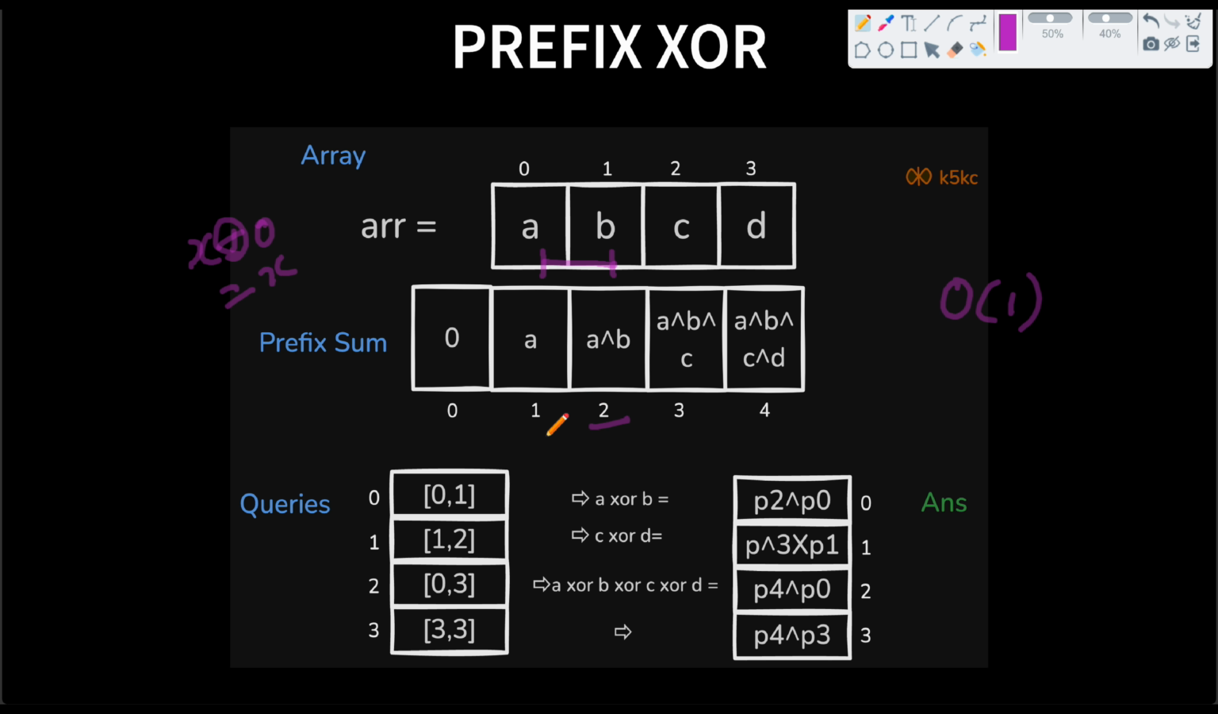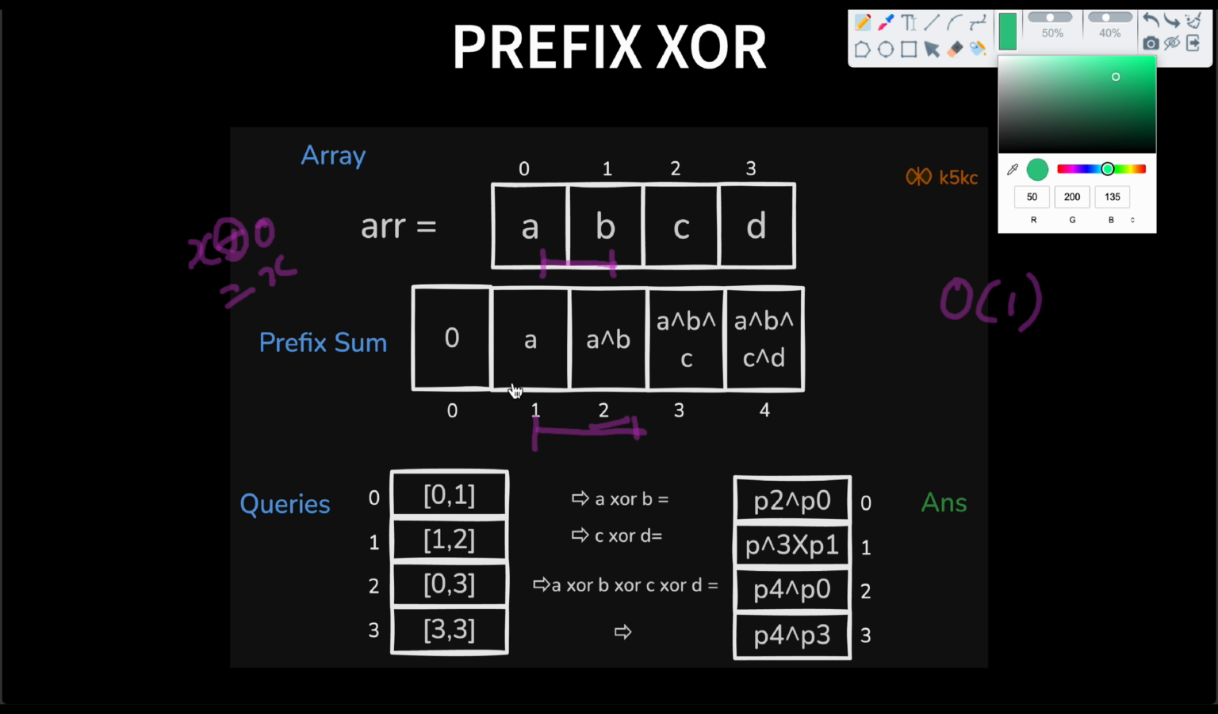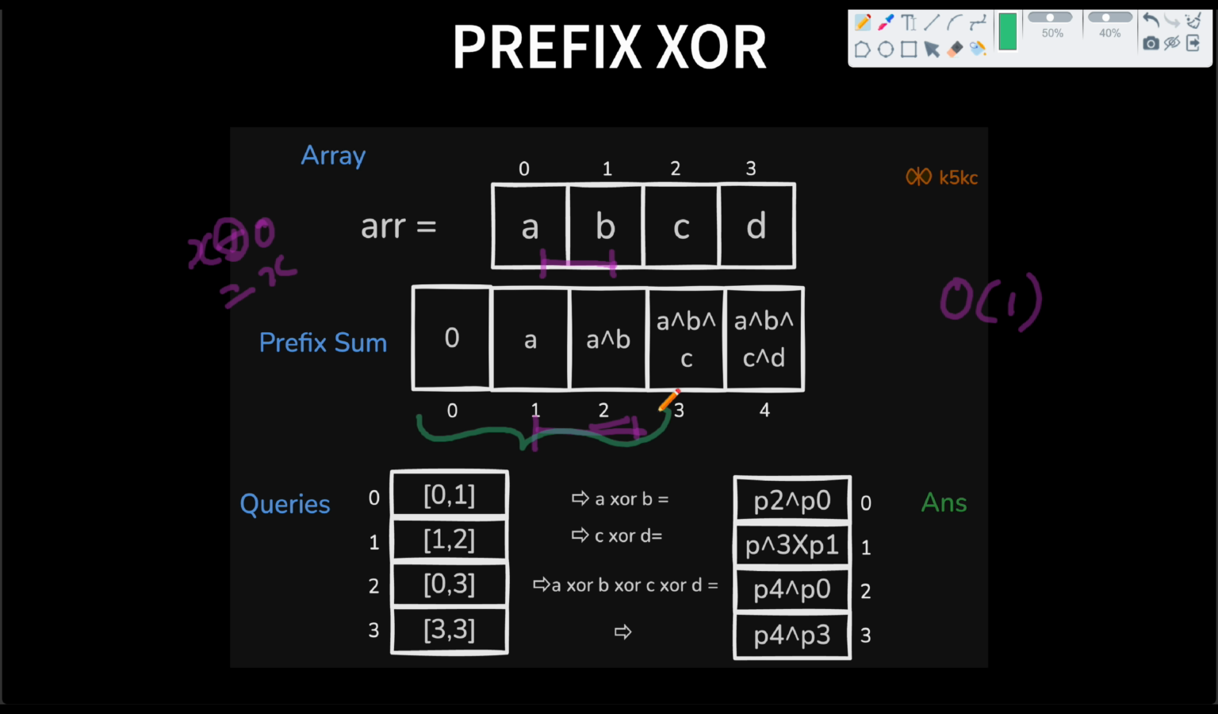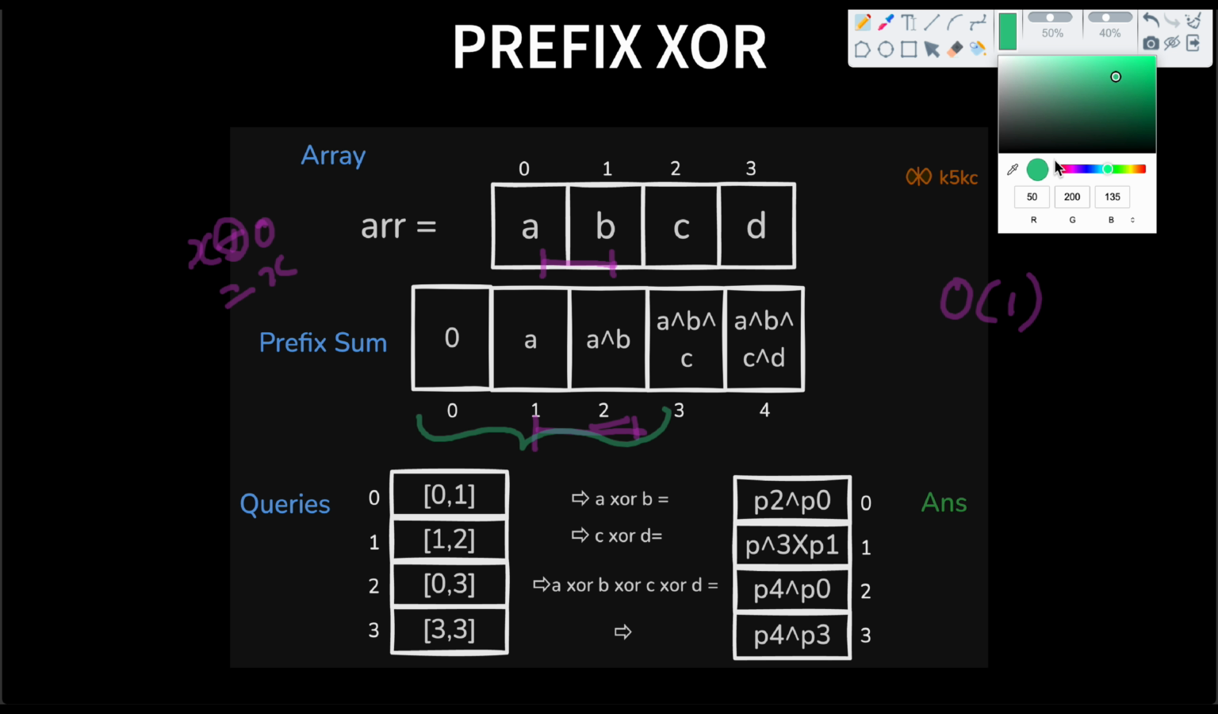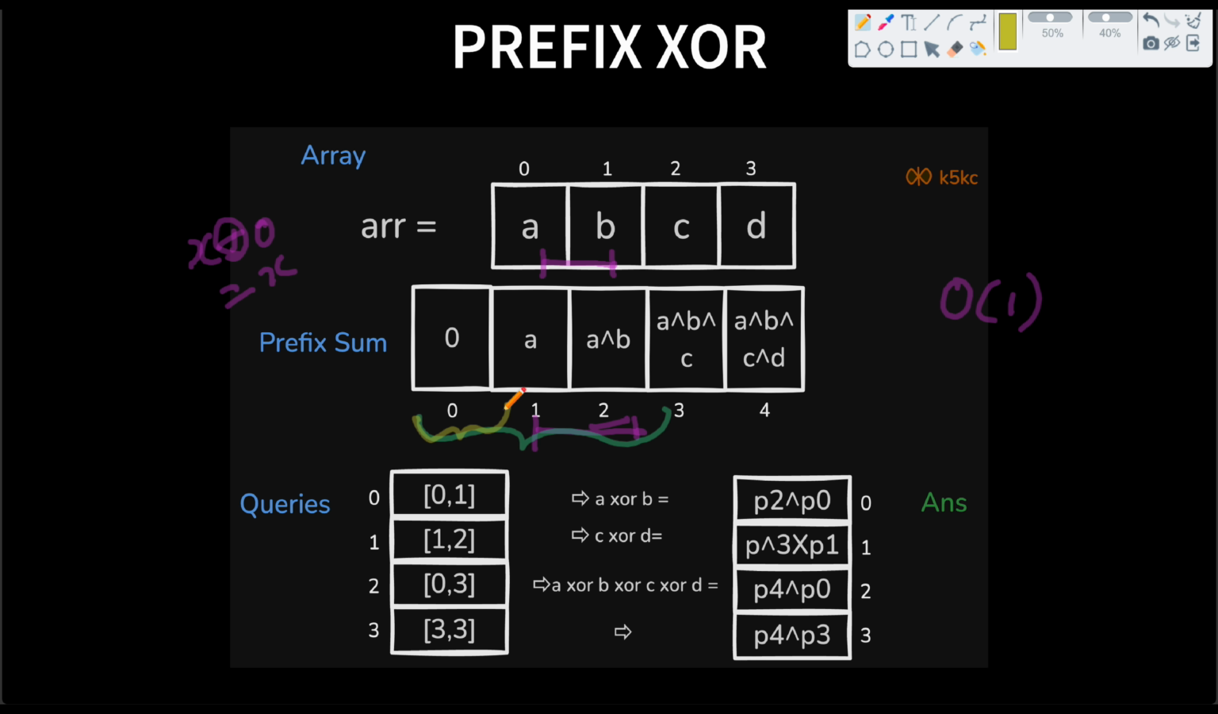Now we want the XOR value for the range 0 to 1. But when we look at the XOR value at index 2, we are actually looking at the XOR of this range. So we need to cancel out the XOR values before this range. And how do we cancel out? We actually just do the XOR of this array. So we can just take prefix sum of 2 XOR prefix sum of 0, and that will give us a XOR b, right? And I think it will become more clear with the second query.